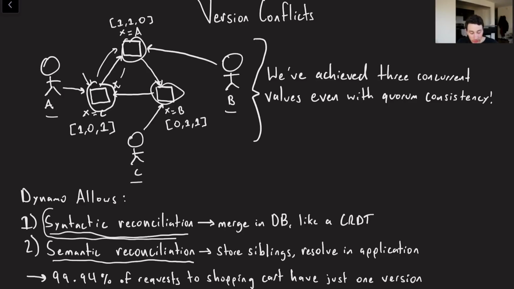Now, it is preferable to do the top one, because then you don't have to store all these siblings, but Dynamo does allow storing siblings, and then the application specifically can handle the semantic reconciliation, and then upload those back to DynamoDB and resolve the conflict. Interestingly, I found this to be a cool stat. They found that in reality, 99.94% of requests to their shopping cart service, which did allow conflicting writes, had just one version. So it really is very, very infrequent that you're going to have to store siblings. But at the same time, when you do, you want to be able to merge them intelligently.